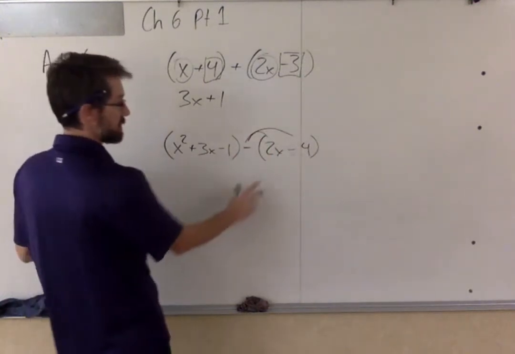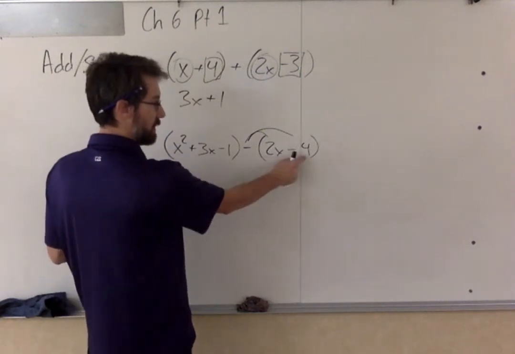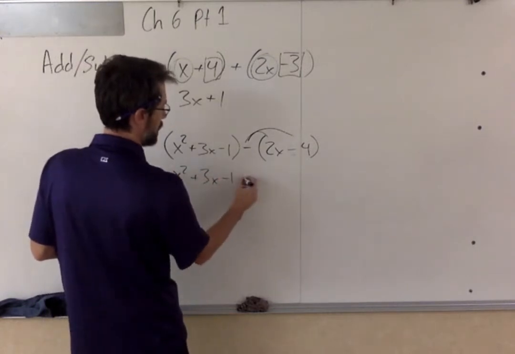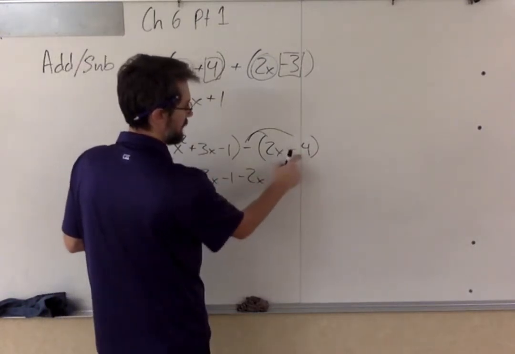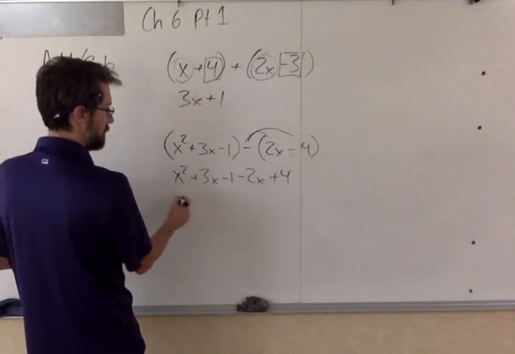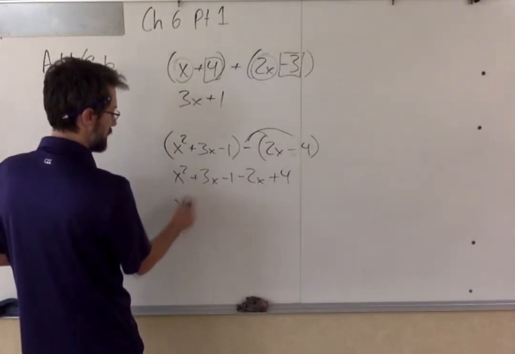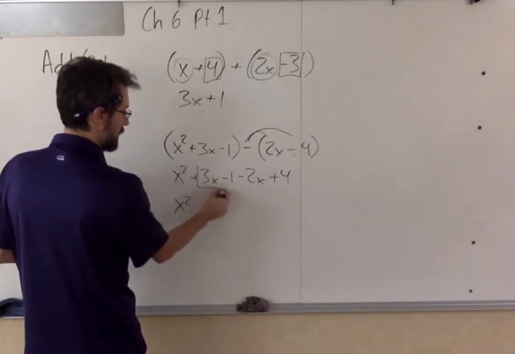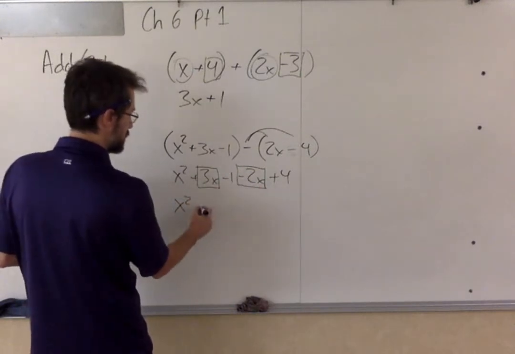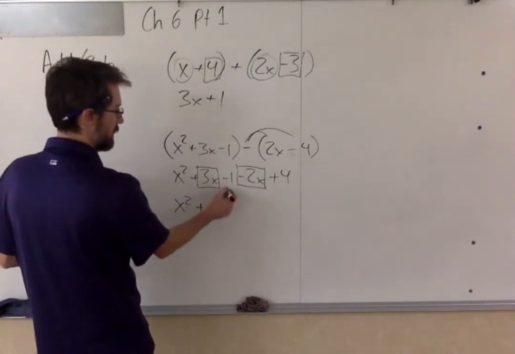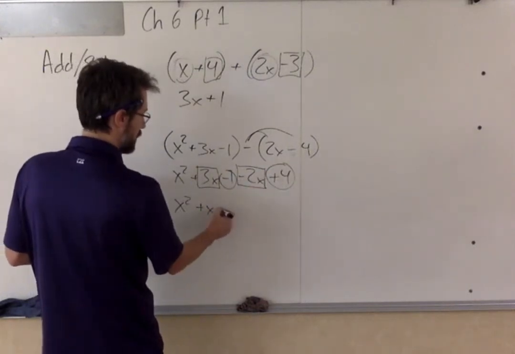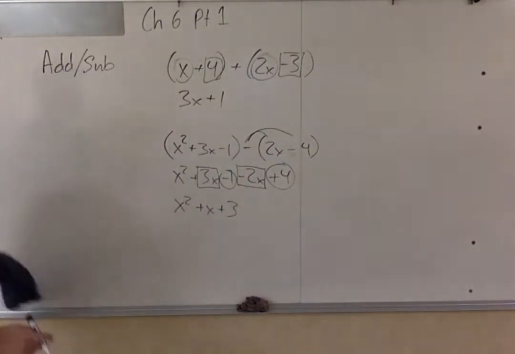Only difference with this is now we're going to switch the signs of everything in here. Really common mistake, students will only switch the sign of this one and they forget to switch it on that one. But this is x squared plus 3x minus 1 minus 2x minus a negative 4 is plus 4. And then it's the same thing, combine like terms. I only have this x squared. I do have 2x to the first. 3 minus 2 is 1, so plus x. And then I've got some plain numbers. Negative 1 plus 4 is plus 3, like that.